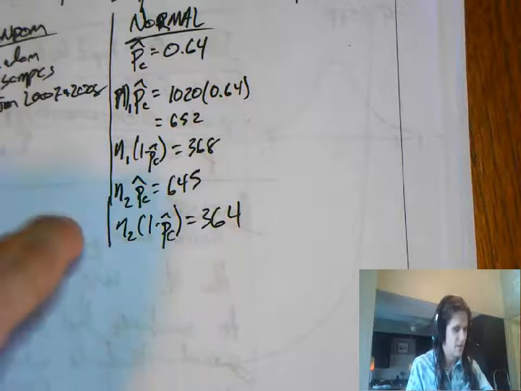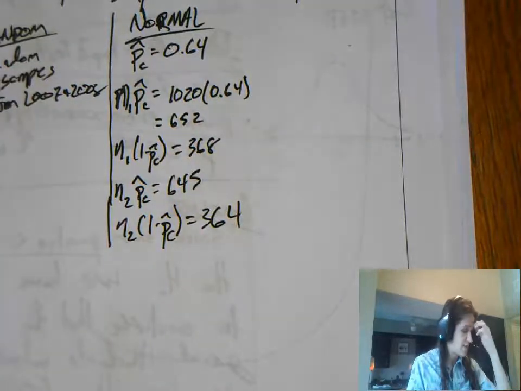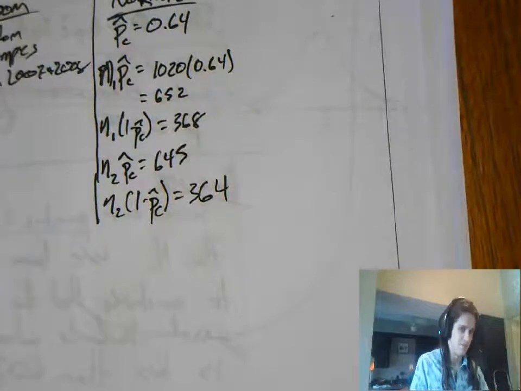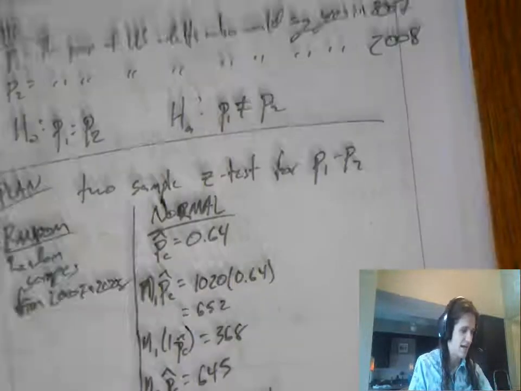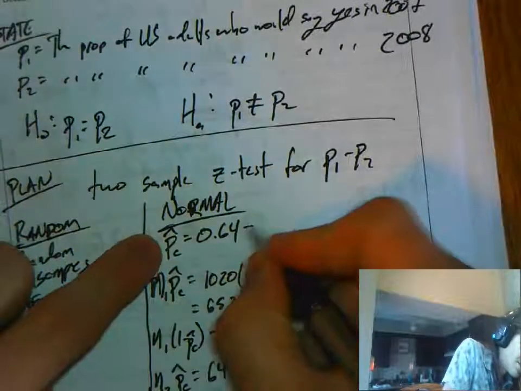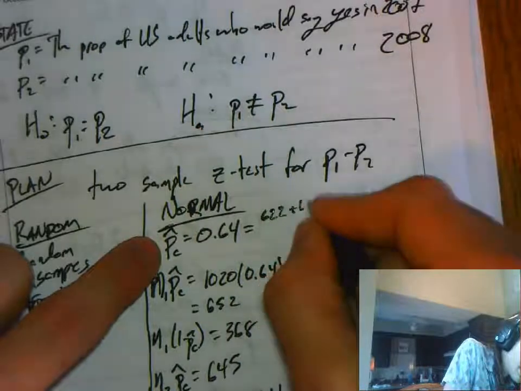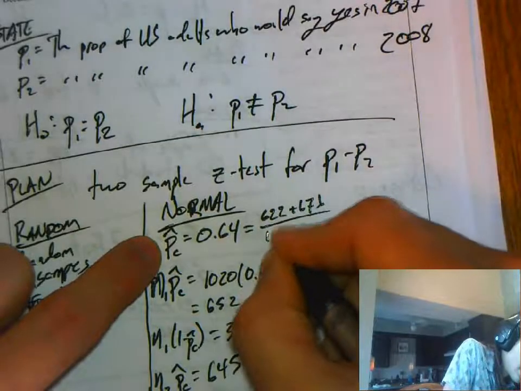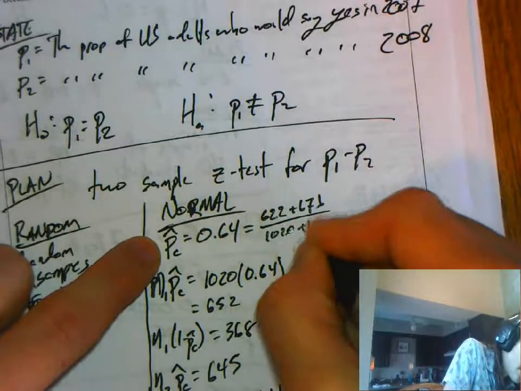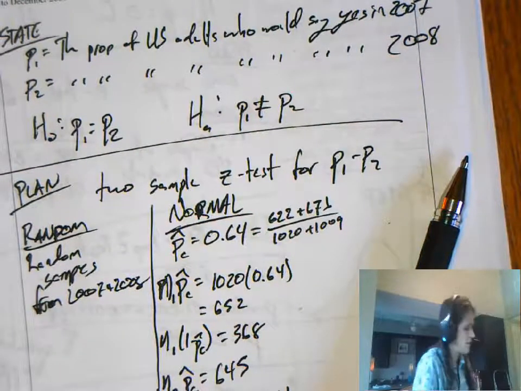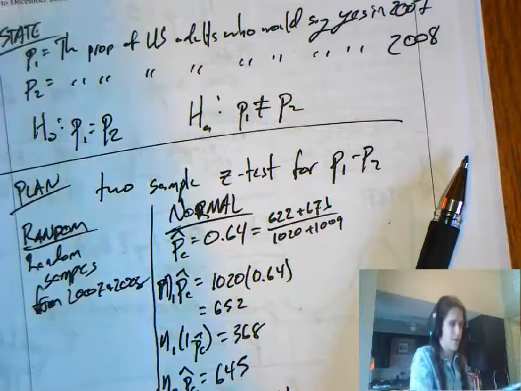So these are the expected number of successes and failures. Stay with me on this one. The expected numbers of successes and failures acting under the assumption that these two proportions are the same. And p̂c is our best estimate of that shared proportion. Where did that come from? It came from 622 plus 676 over 1020 plus 1009. Where is this formula? You're saying, how am I going to remember that? Can you guess where it is, boys and girls? It's on your formula sheet.